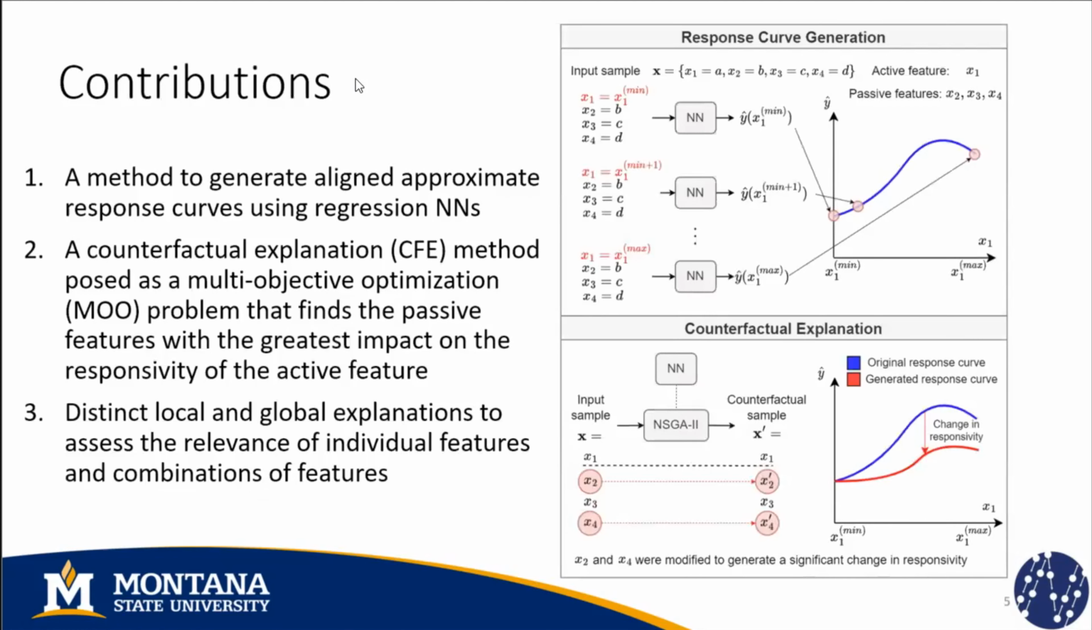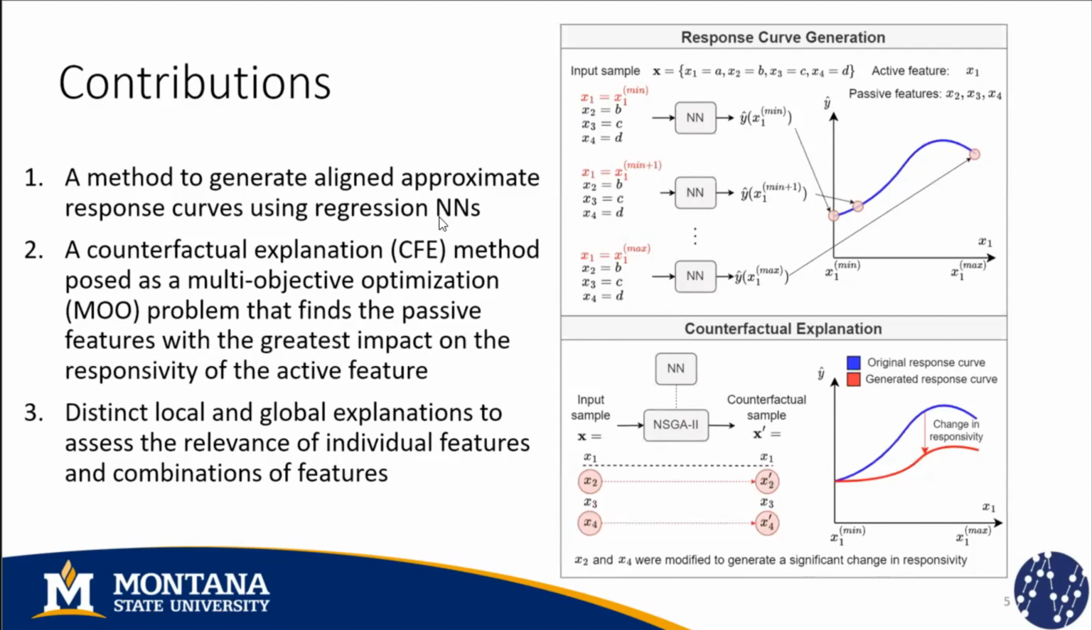The contributions of this work are as follows. First, we present a method that generates aligned approximate response curves using neural networks. Here we have an example, and we generate an approximate response curve by varying the values of the active feature, which is the first one. For each case, we feed a combination of features into the neural network to obtain an estimated response value.